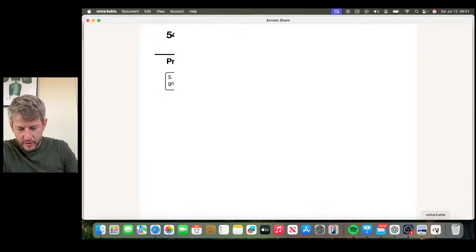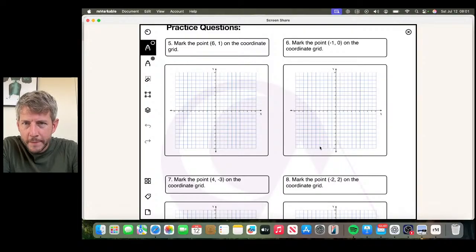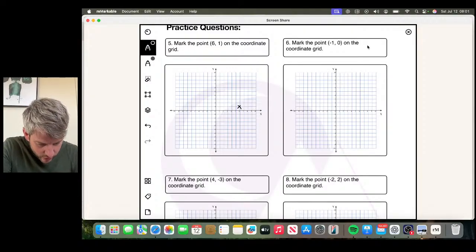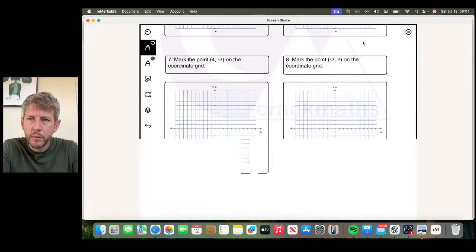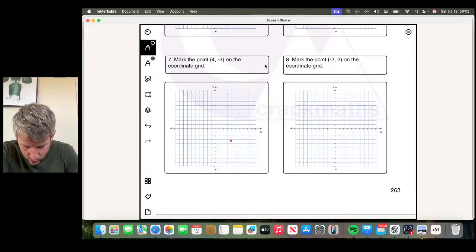And then we've got these questions as well. Might as well get them all done in one go. Mark the point 6, 1 on the coordinate grid. 6, 1. Here we go. Mark the point -1, 0 on the coordinate grid. So that's here. Mark the point 4, -3 on the coordinate grid. 4, -3. Mark the point -2, 2 on the coordinate grid. So that should be here.